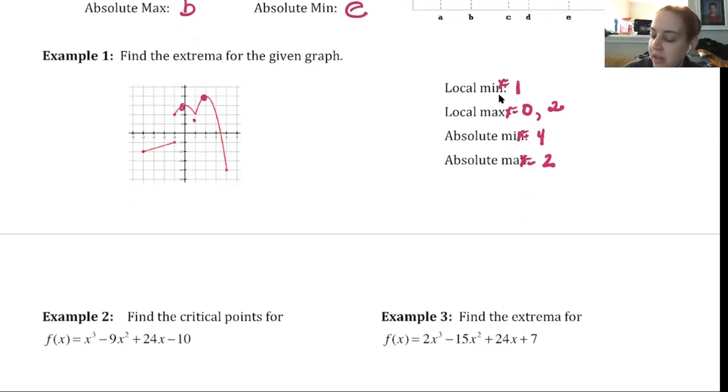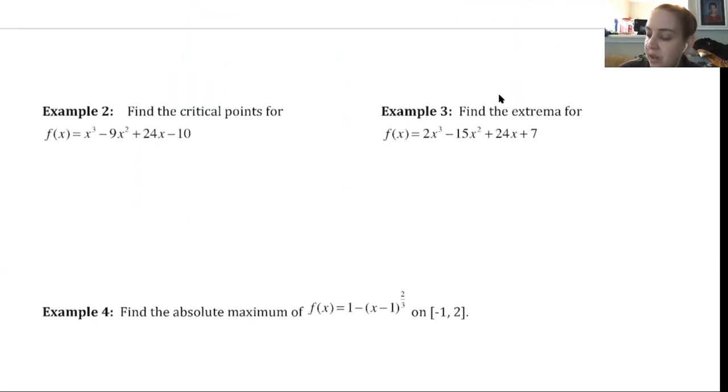So what does this look like for you? Find the critical points of the following function. F of x equals x cubed minus 9x squared plus 24x minus 10. The critical points happen with the first derivative.